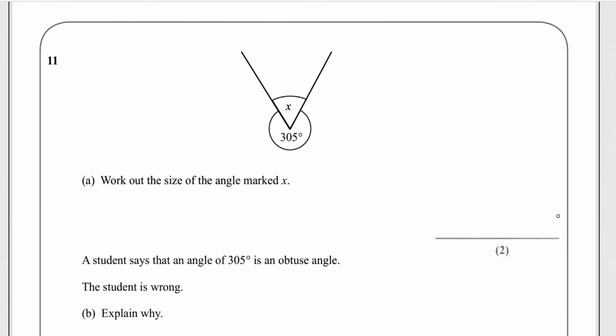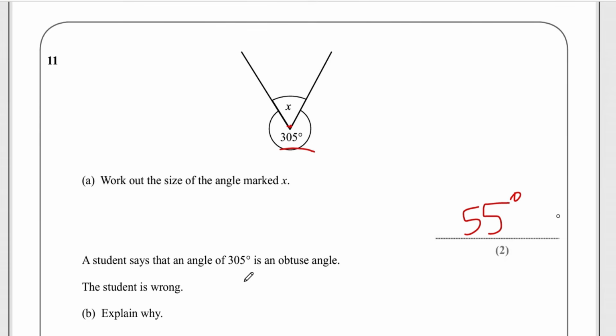The size of the angle marked X. So this is a point. Angle at a point is 360 degrees. Okay, you should always remember. So all of them add up to 360. You got 305. How do you get X? 360 minus 305, and that will simply give you 55 degrees.